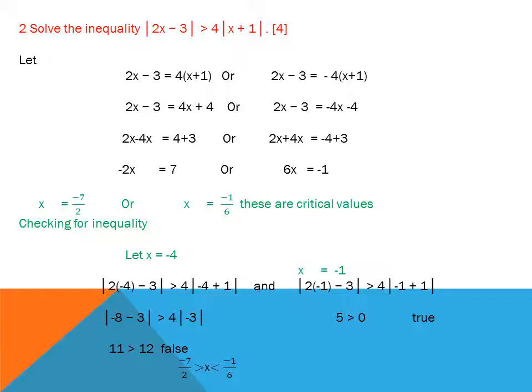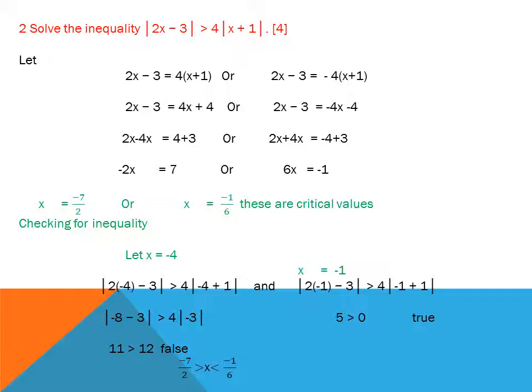First I place x is equal to minus 4, the lesser value than minus 7 by 2, which is minus 3.5. Let x is equal to minus 4. I place this value in the inequality. The first equation, 2x minus 3 is greater than 4 into x plus 1. I will find that when I apply x is equal to minus 4, it's false. It means our area lies greater than minus 7 by 2, not less than minus 7 by 2.